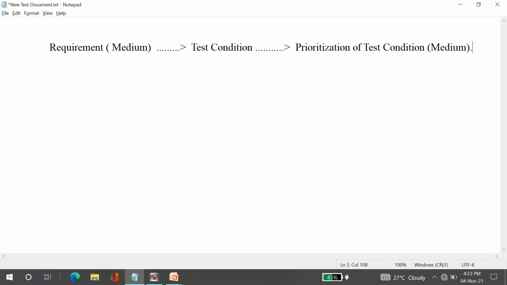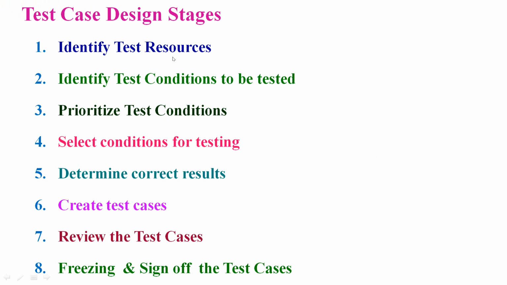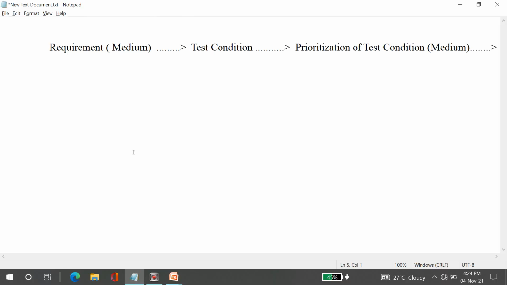So what is the next stage? Select the conditions for testing. So you have to select what are the conditions for the testing activity. And then you have to determine the correct result. After designing the test conditions, you have to determine the exact results, the correct results of this particular test condition. Yes or no?